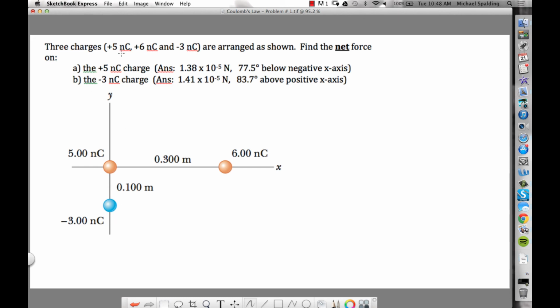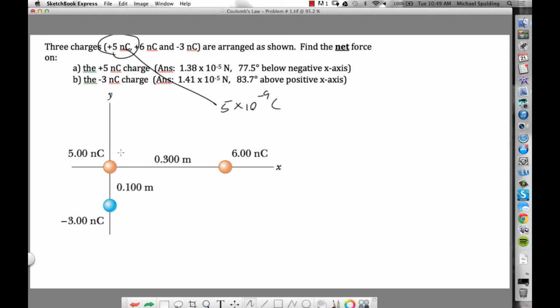Notice that they're given in nanocoulombs. So you've got to take that, for this right here, that would be 5 times 10 to the negative 9 coulombs. Put it in coulombs. So we have 3 charges arranged as shown. Find the net force on, so for A, we're focusing on this guy. And then for question B, we're going to focus on this guy. Okay? All right, so let's do part A.